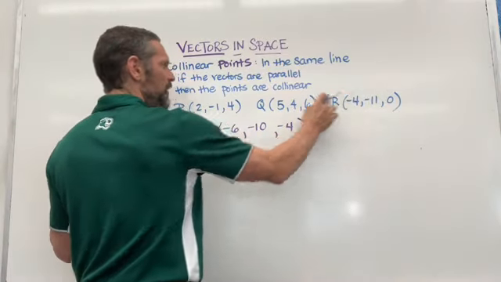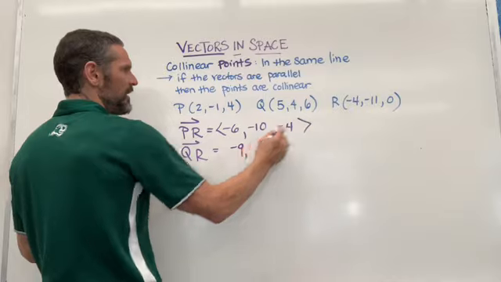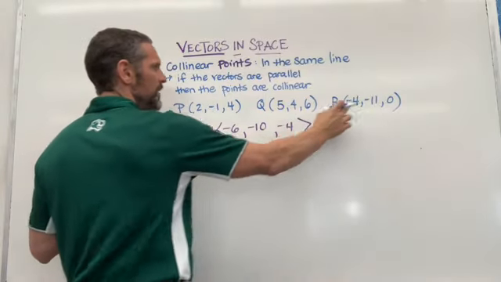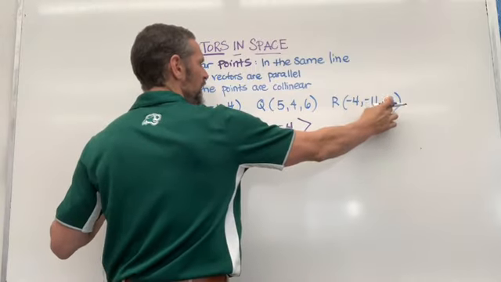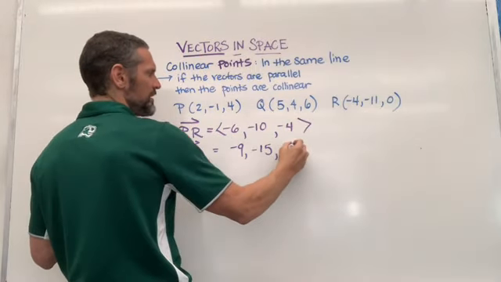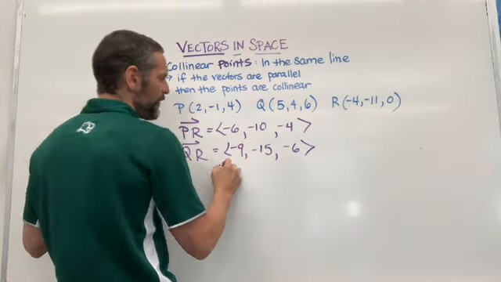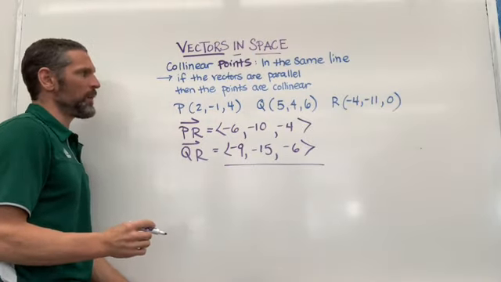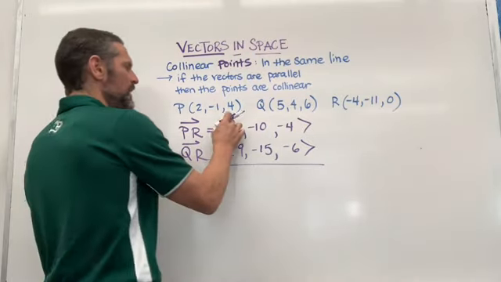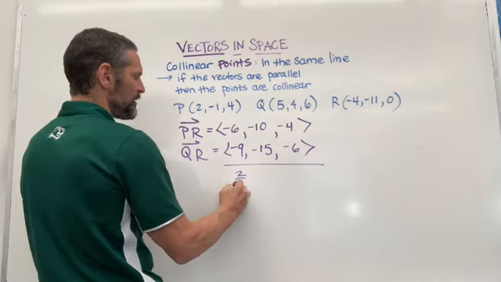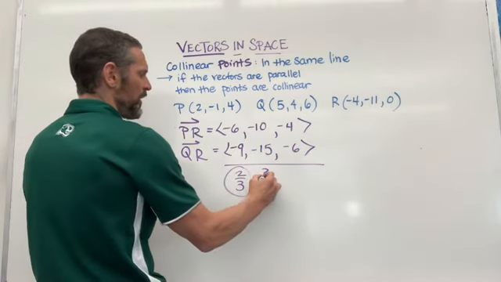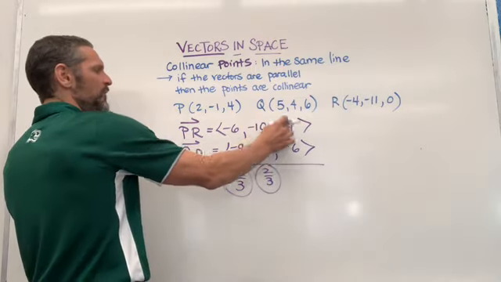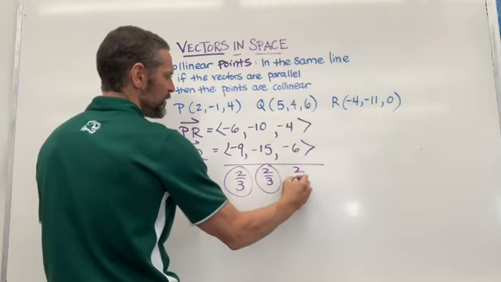QR would be final minus initial, -9. Final minus initial, -11 minus 4 is -15. And final minus initial, 0 minus 6 is -6. And if these 2 are parallel, then the points are collinear. Let's see. -6 over -9 simplifies to 2/3. -10 divided by -15 simplifies to 2/3. And -4 over -6 simplifies to 2/3.